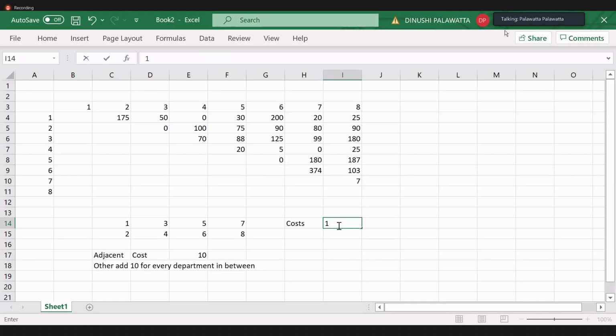Let's say 1 to 2, 10. And then 1 to 3, again 10. 1 to 4, 10. 1 to 5, 20. 1 to 6, 20.